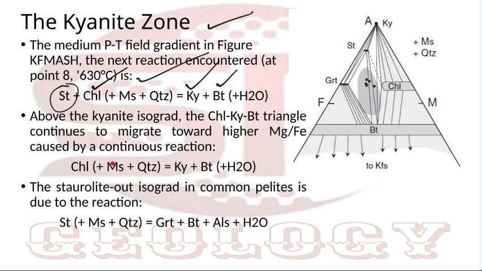If there is no staurolite, then chlorite will directly convert to kyanite in the presence of muscovite and quartz. Above the kyanite isograd, the chlorite-kyanite-biotite triangle continues to migrate towards higher Mg/Fe because of a continuous reaction. Chlorite will directly convert to kyanite plus biotite, but it will require a higher temperature than the normal 630 degrees Celsius. If staurolite is there, then at 630 degrees the kyanite zone will appear. If staurolite is not there, then some higher temperature will be required.